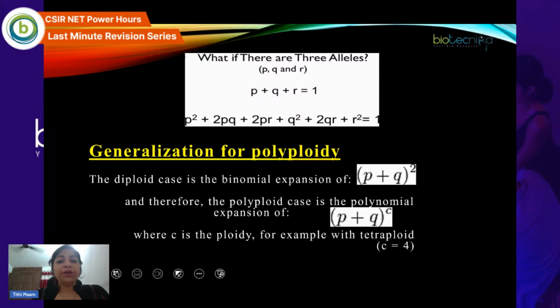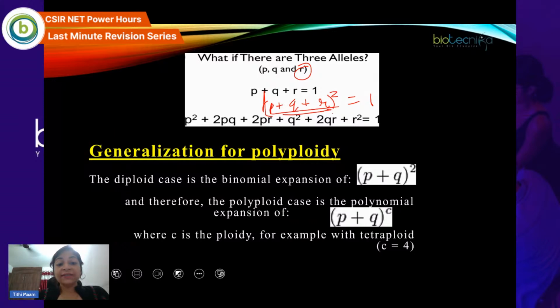Now, this Hardy-Weinberg equilibrium is applicable for multiple alleles also. If a gene has three alleles, then instead of just considering p and q, we have to introduce one more term. Let's say r is the frequency of the third allele. Then p plus q plus r becomes equal to 1, and for genotype, p plus q plus r whole square will be equal to 1. So we have to go into the expansion of this.